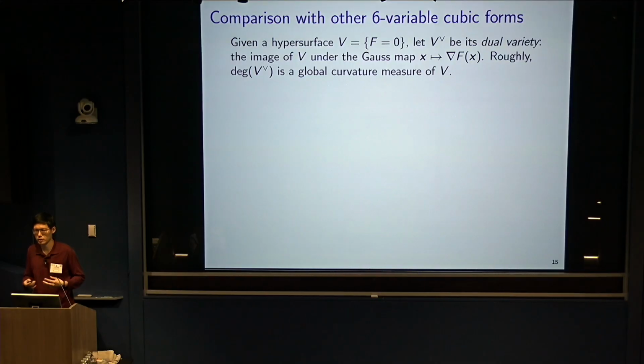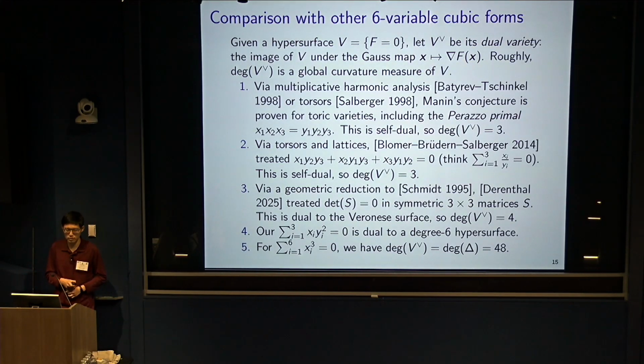And the degree of the dual or discriminant is a measure of complexity or curvature somehow of the variety of the problem we're interested in. So here are some examples. Maybe the first example was done by Bortrev, Chinkel, and Selberger. It's a toric variety.